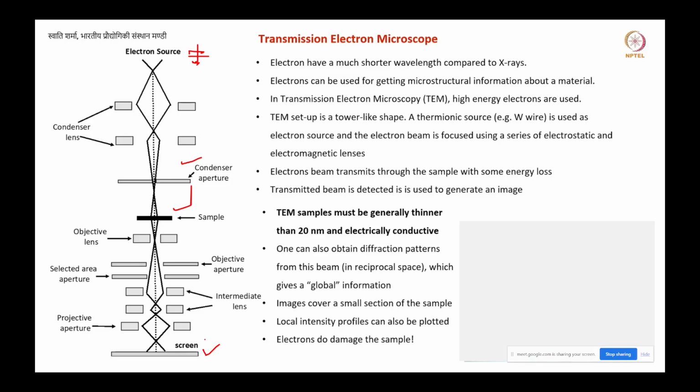Electrons have a much shorter wavelength compared to x-rays. So the electrons can be used for getting microstructural information about a material. That's why we are using transmission electron microscopy, so that we can see the surface morphology of our materials. Okay, any doubt?